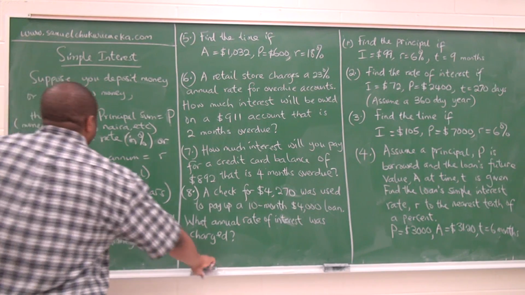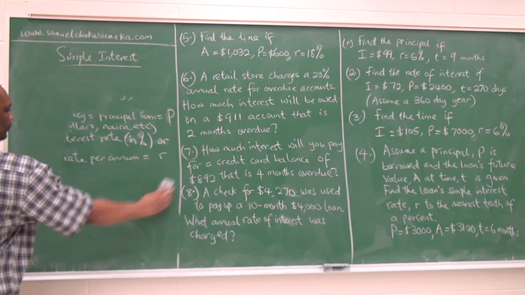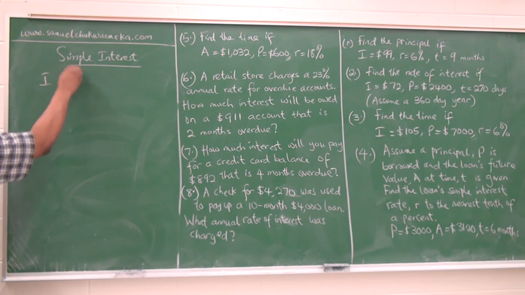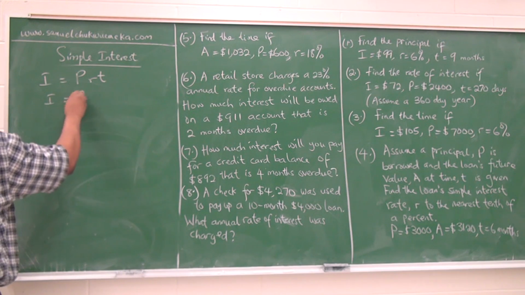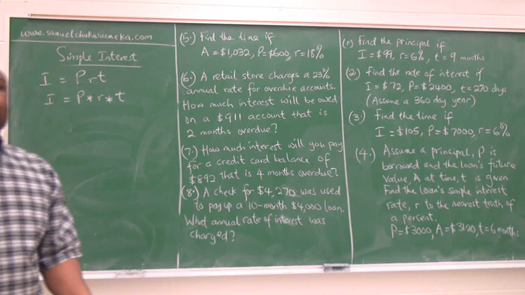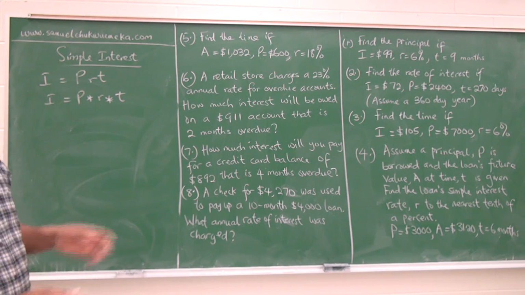So now, how do we calculate this interest? We now see that I is equal to principal times rate times time. Principal times rate times time. Okay? Remember, P is the principal in money, in dollars, in naira. R is the rate, the annual rate of interest in percentage. And T is the time in years.